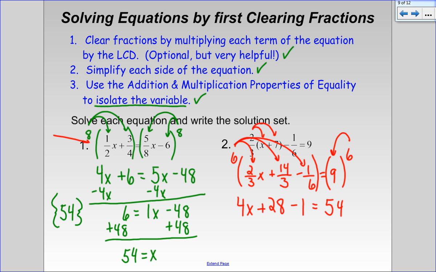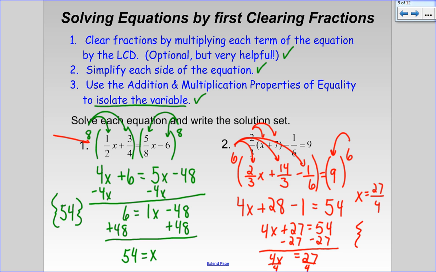Now let's simplify each side of the equation. I can combine like terms on the left side. So I get 4x plus 27 equals 54. And now I'm 2 steps away. I subtract 27 from each side. So 4x equals 27. And I divide by 4. So x equals, I'll do it over here, 27 over 4. And that's my solution, 27 over 4.